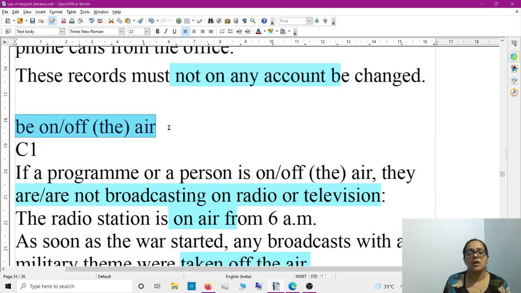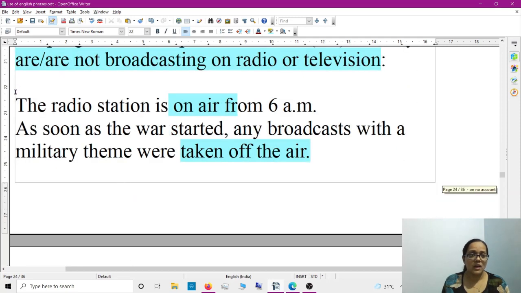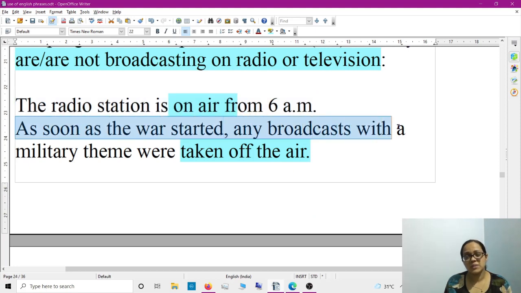Be on air or off air means broadcasting, related to broadcasting. The radio station is on air from 6 a.m., which means broadcasting.